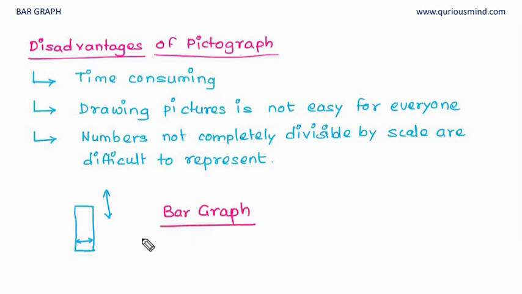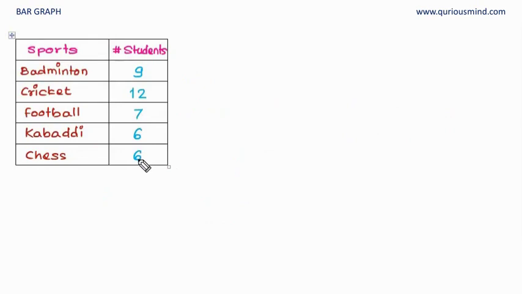Let's take the example which we did in data organization, and then we tried to use a pictograph for that. Let's use the same example to draw a bar graph. We had this frequency chart of sports and the number of students who play that sport. And we saw that these numbers couldn't be nicely represented using a pictograph. And we'll see now if a bar graph can help to represent these numbers properly.